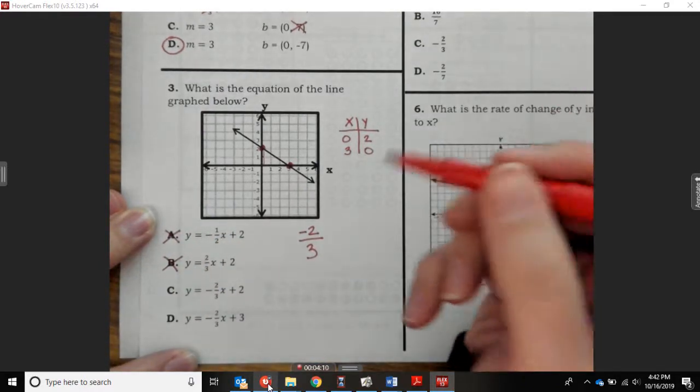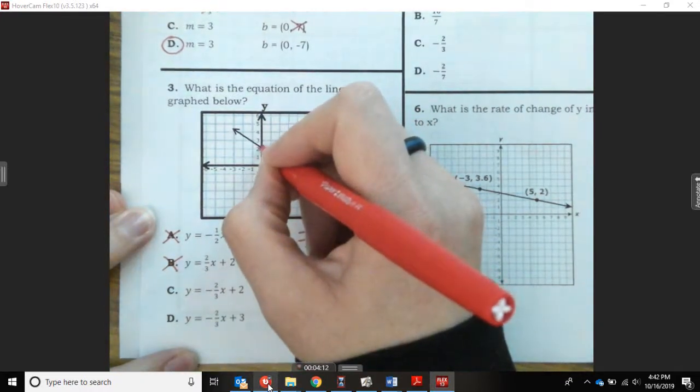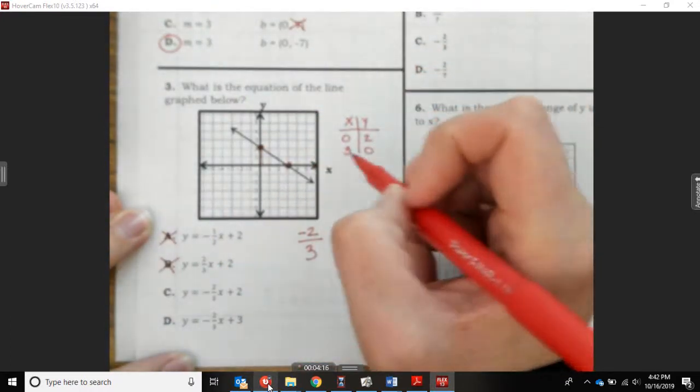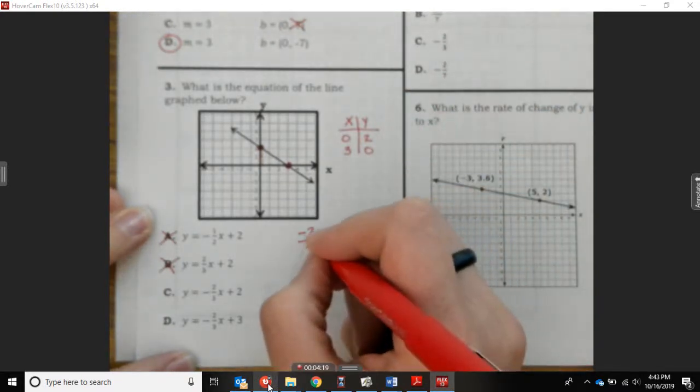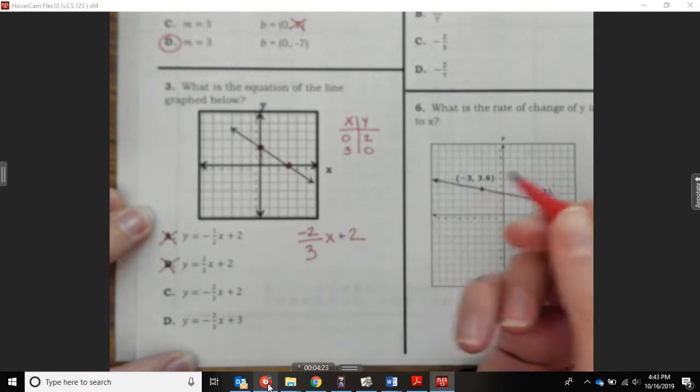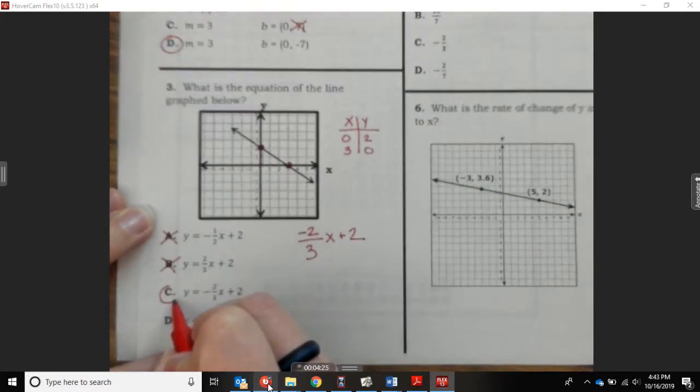And then the other thing is my y-intercept is here at 0, 2. Remember, we said up above that the other number is your y-intercept. So this is -2/3 x plus 2, which is answer choice C.